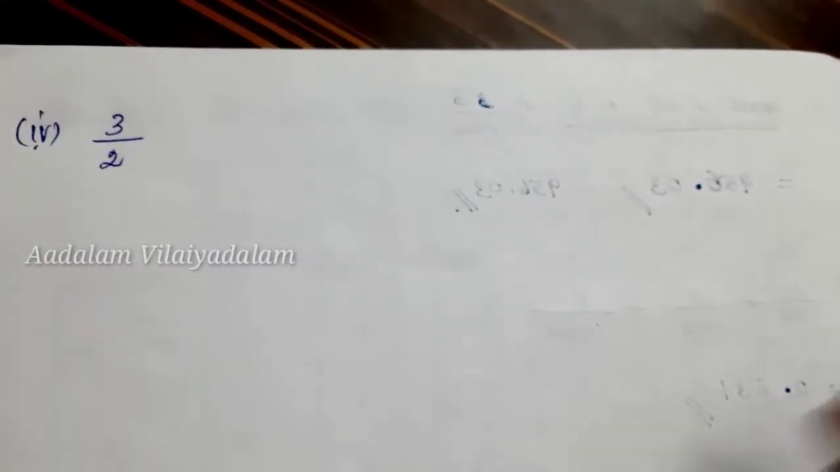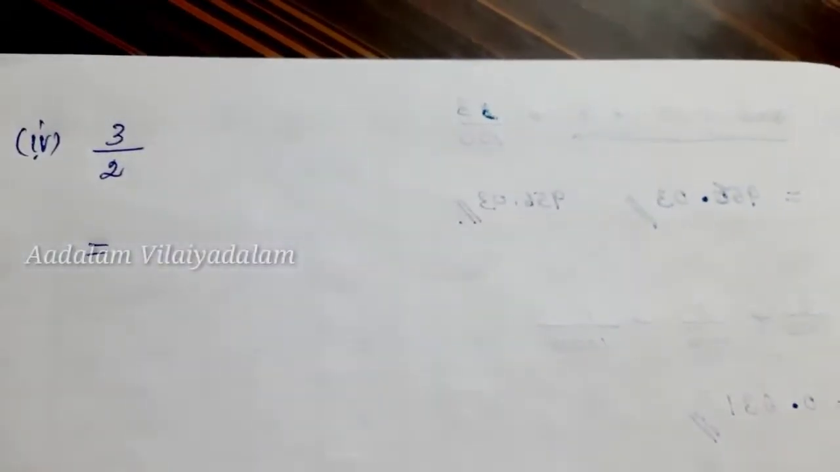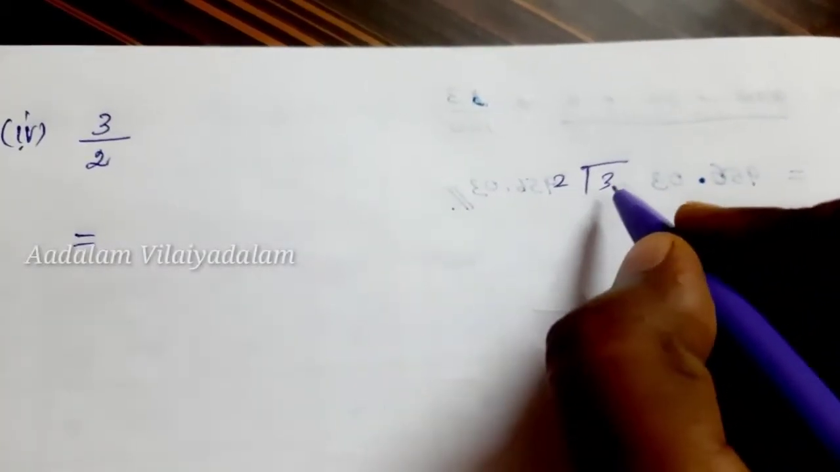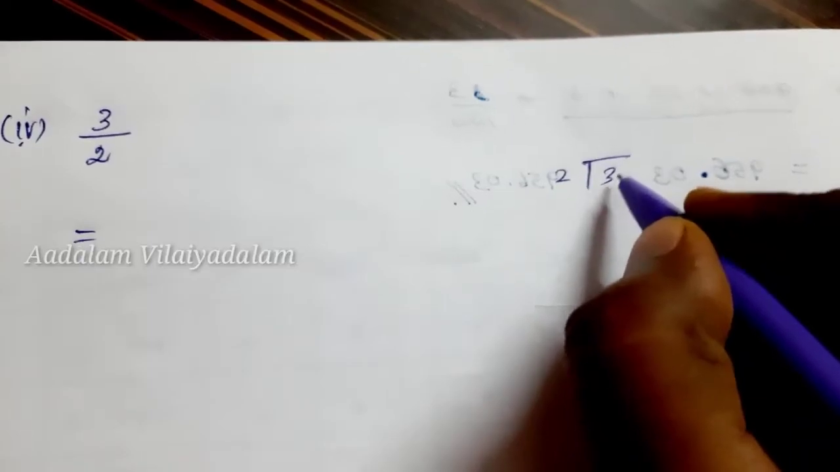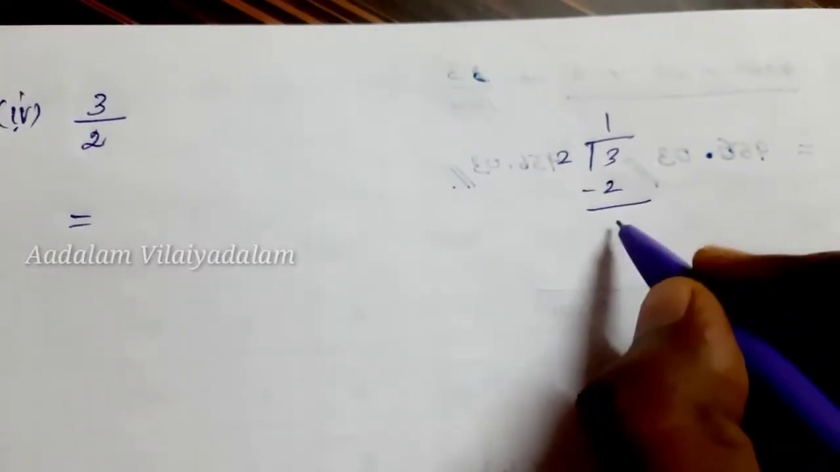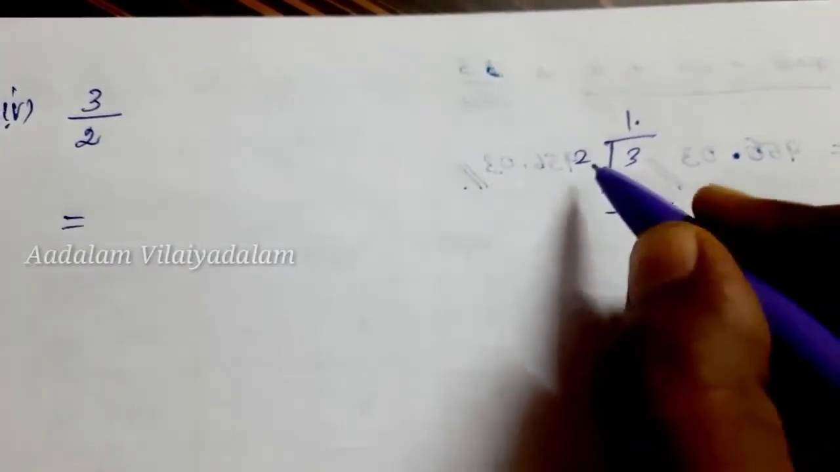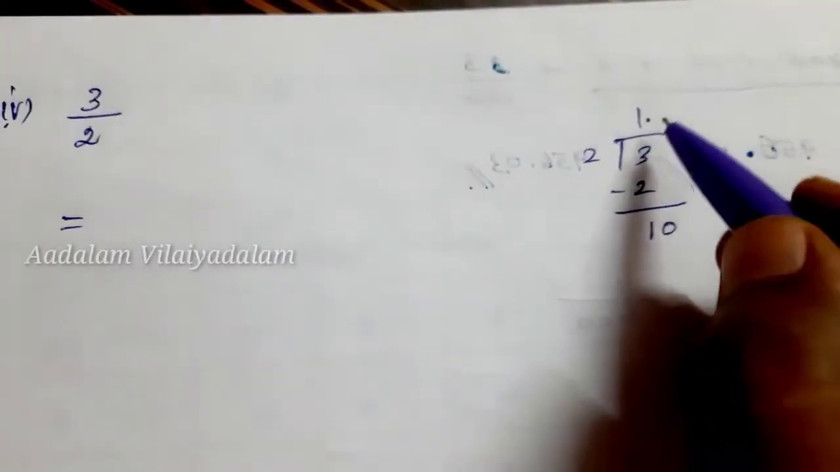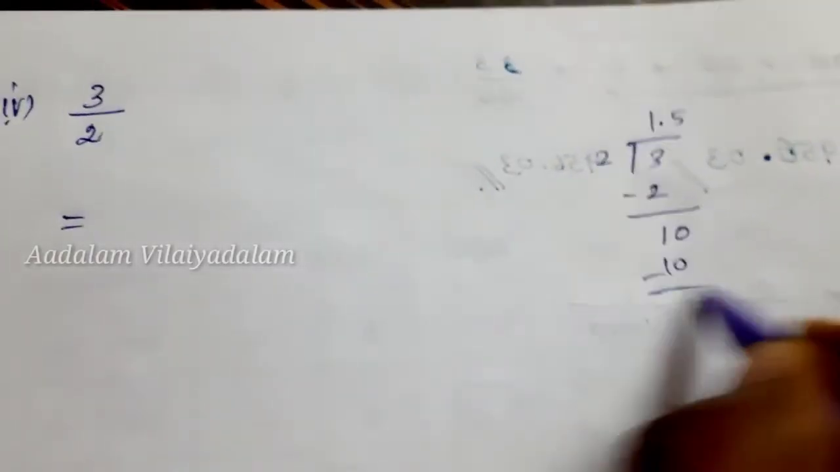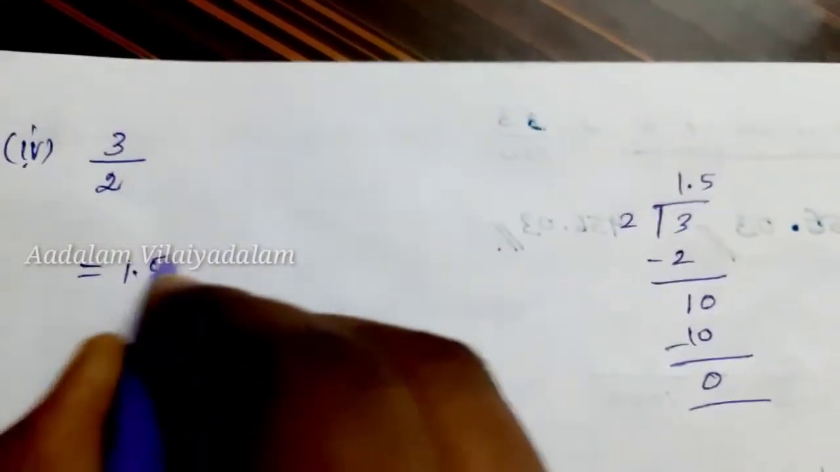Now the third subdivision is 3 by 2. Here we can divide. 3 divided by 2: if we say the 2 table up to 3, we get 2 ones are 2. Subtraction of this we get 1. Then we cannot divide 1 by 2, so we add a decimal point and add the 0. Then 5 2s are 10 we get. Subtracting this we get 0. Then the answer is 1.5.